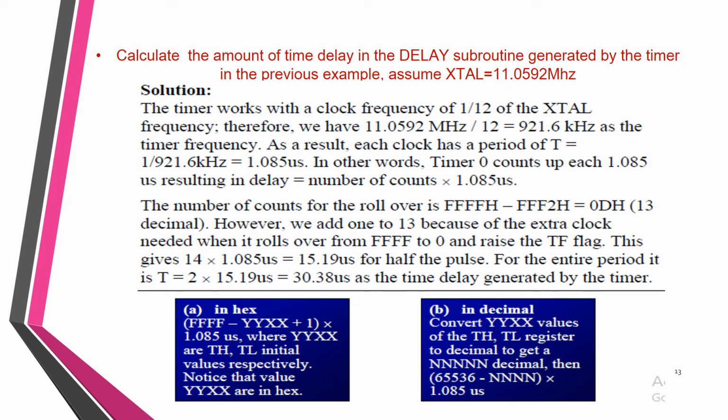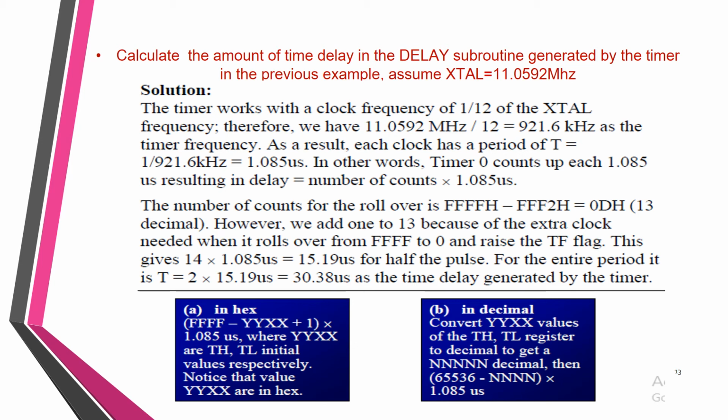Now the total number of counts for the rollover is FFFF minus FFF2, because we have loaded FFF2 in TH and TL. The difference is 0D, which is 13 decimal. We add 1 to 13 because of the extra clock cycle for the rollover from FFFF to 0, which is responsible for setting the TF flag. So that is one additional. This gives 14 times 1.085 microseconds.